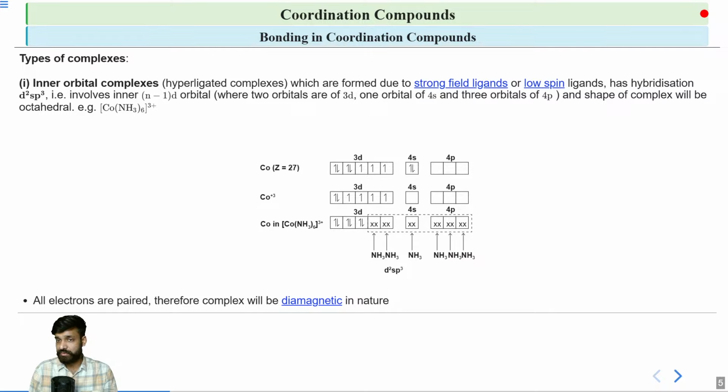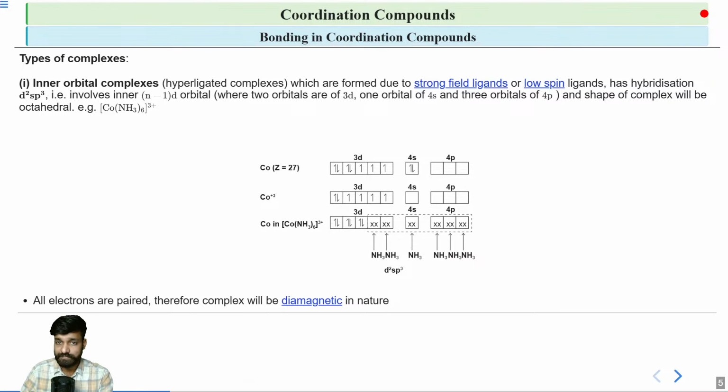So I asked you a question at the start of the lecture. The formula to calculate the magnetic moment is root under n into n plus 2. What is n representing here in the magnetic moment formula? Those who are attending the class, can you tell me? Because this formula is very important for coordination compounds. There may be a chance that you will be directly asked a question regarding calculation of magnetic moment. Yes, very good. That is the number of unpaired electrons.